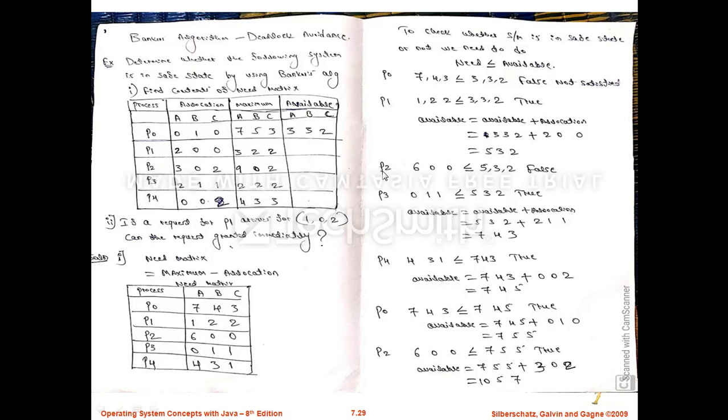Then check with P2. P2 requirement is how much? Need matrix of P2 is 600. Whether it is less than or equal to 532 available: 6 is less than 5? No. In the first instance itself it is failing, so it is false. We cannot execute P2. P2 will go to the waiting state because resources are not available.